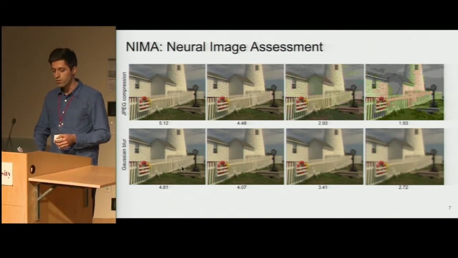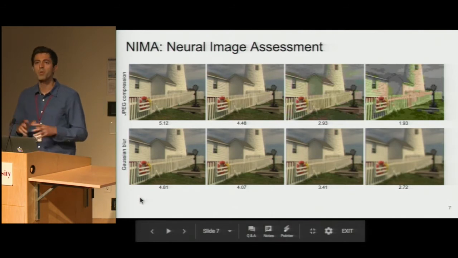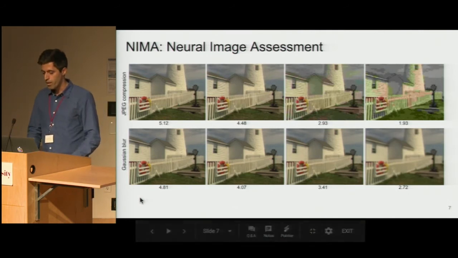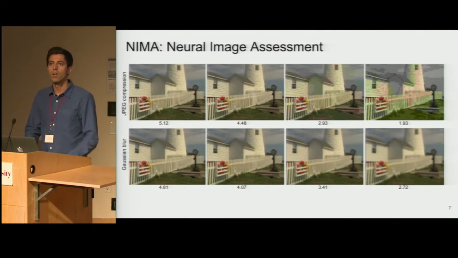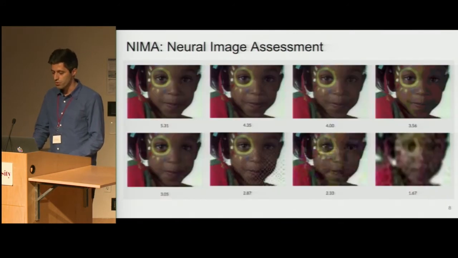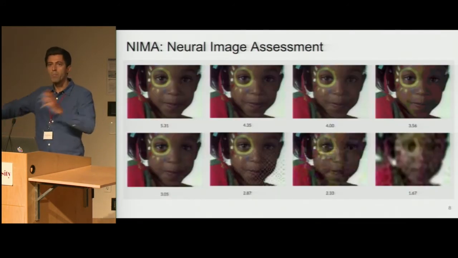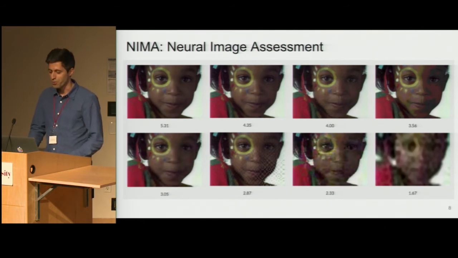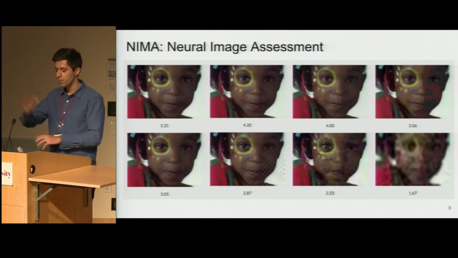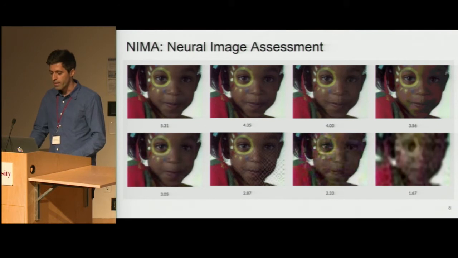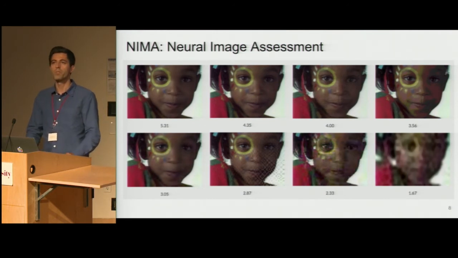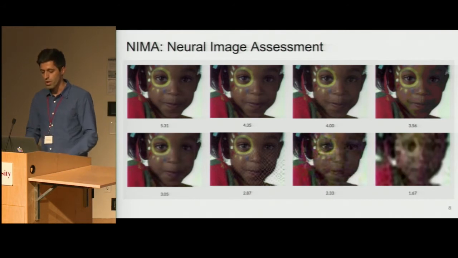On the second row, you see this similar experiment with Gaussian blur and a similar trend with the score associated to these images. It could be a variety of combinations of different distortions, compression, blur, etc. added, and then still it's able to distinguish between lower quality versus higher quality images.